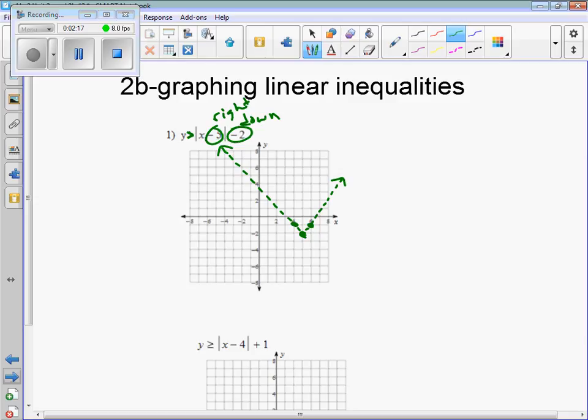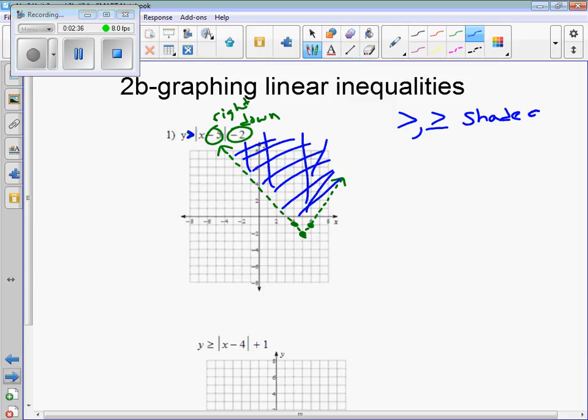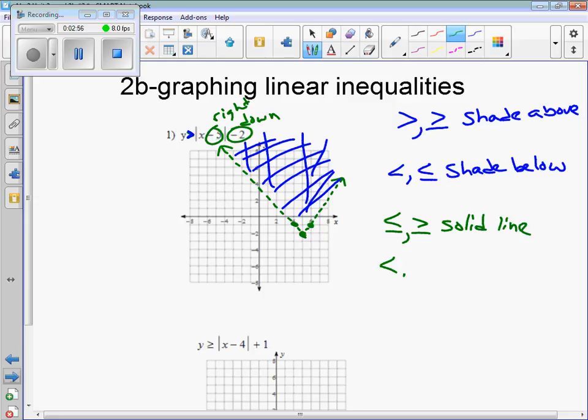And then, since it is greater than, we shade above the line. If it was greater than or equal to, shade above the line. If it is less than or equal to, shade below the line. If it is less than or equal to or greater than or equal to, it's a solid line. If it is less than or greater than, it is a dashed line.